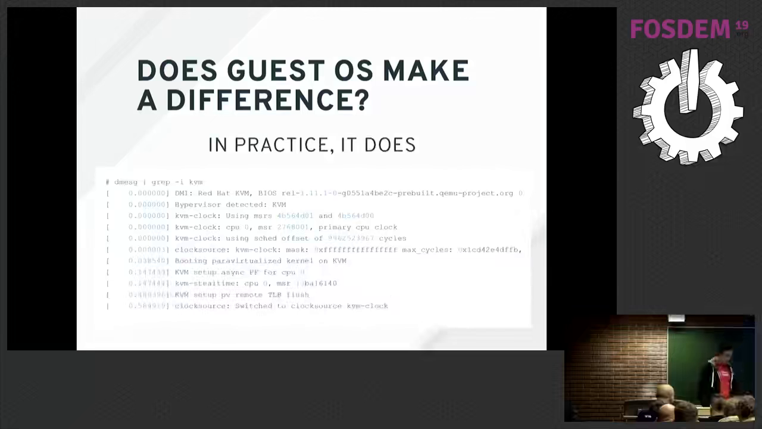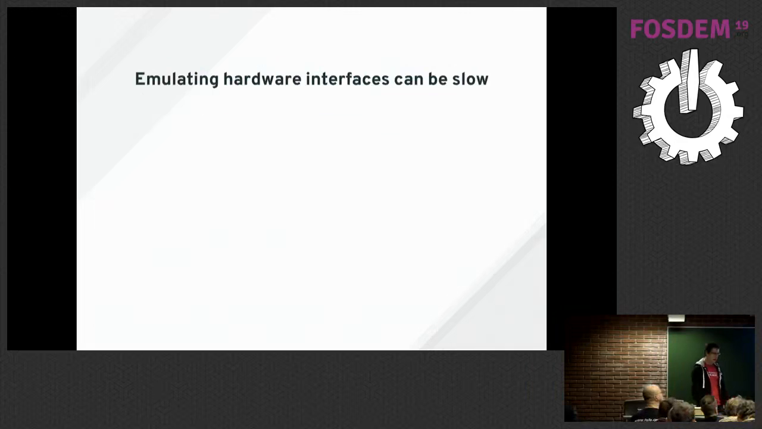But then, if you boot your Linux guest on KVM and take a look in the log, you will see something like this, right? And you will realize that your guest knows pretty much everything about the fact that it's running virtualized. It knows that it's running on KVM, and it's actually using some features. So why do we do that? Well, the thing is that when we are trying to emulate physical hardware in software, some interfaces were not designed for that, and it can actually be slow in some cases.